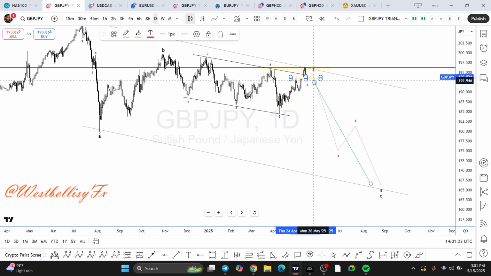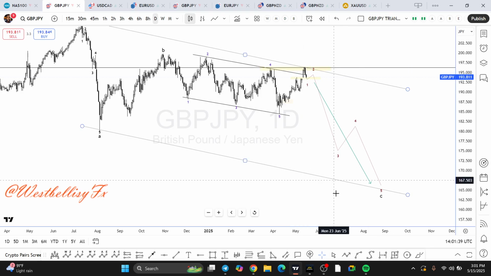I will start selling below this whole area here. My stop loss will be above somewhere here, above the breakout below here, and I will hold it to the final target. It's likely going to break this support again, then go downward to complete our wave C.